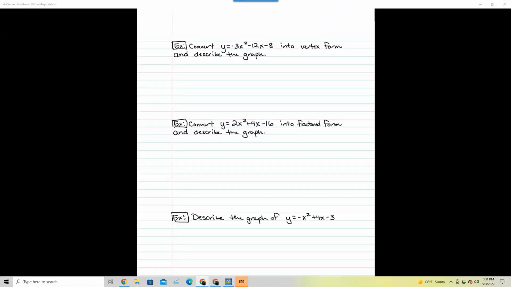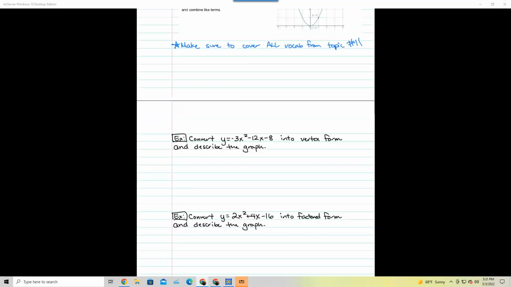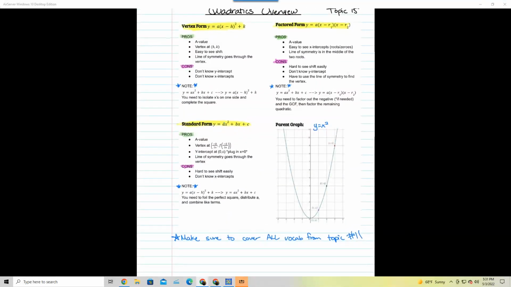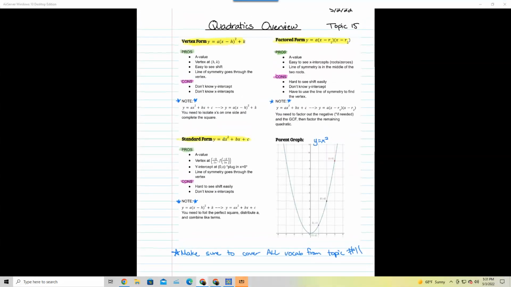Now, I know I did all that overview, and you're kind of looking at it and wondering what we're talking about. So I gave 3 examples, one from each of these topics, so you can see how each one works. The important thing is you understand which form you're working on. If you're working under vertex form, then you should be looking at this quadrant here.